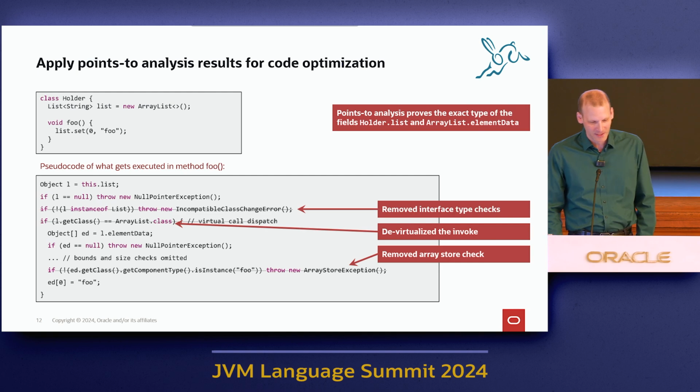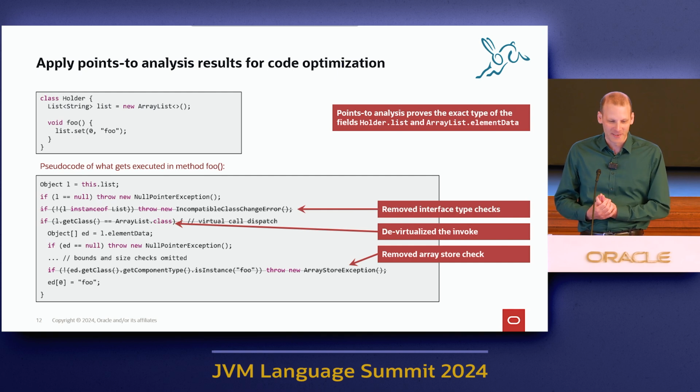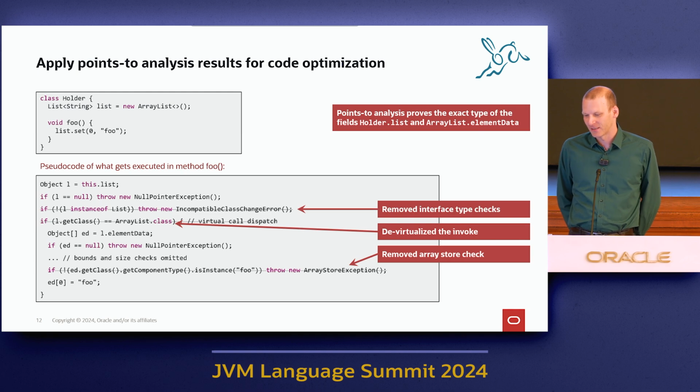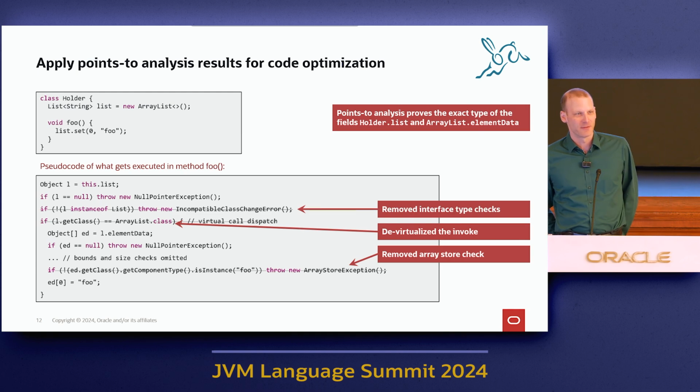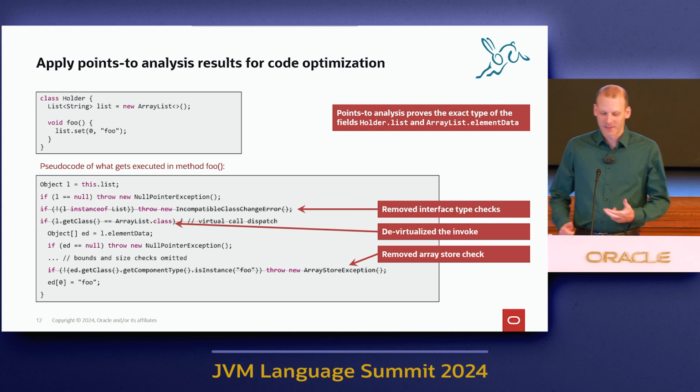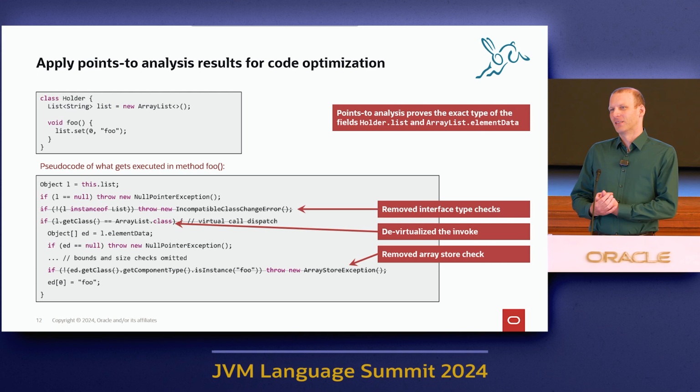I'll come back to the implicit null checks later on, because obviously we would like to remove those 2. As developers we see that the list field is never null, so why do we still need a null check for that? And the same thing goes for the array list. We know that the element data field is never null. Why do we need a null check? But it's interesting to see that the array store check for the element data array is much easier to remove than the null check.